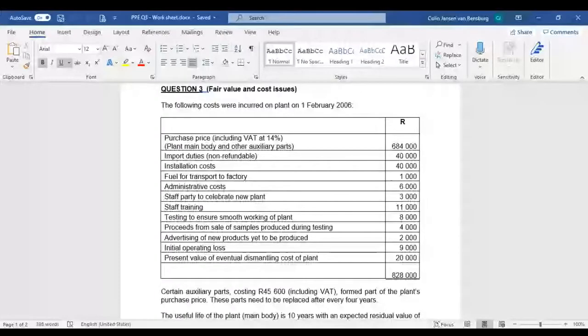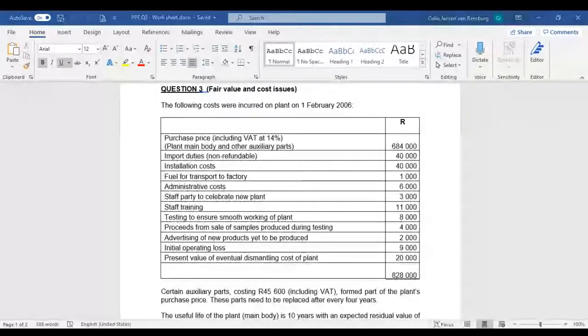Okay. Perfect. So now let's have a look at an example of calculating the cost of an asset that was acquired. I'm again going to share a little screen here, if I can just find that. Which one is it? It is that one. Okay, I'm going to use question 3 from the question bank.